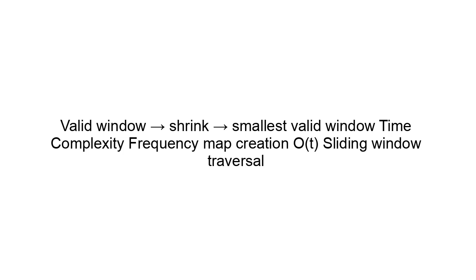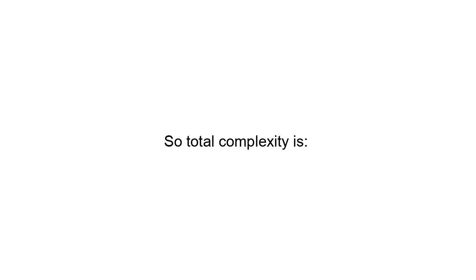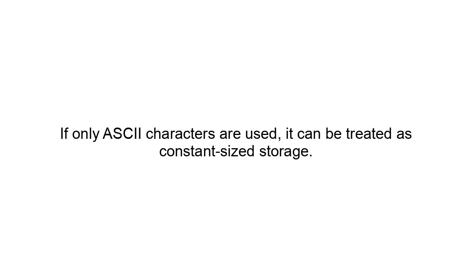Time complexity. Frequency map creation is O of T. Sliding window traversal: each character is visited at most twice, once by right and once by left. So total complexity is O of S plus T. This is very efficient. Space complexity. We store frequency maps, so space complexity is O of S plus T in worst case for maps. If only ASCII characters are used, it can be treated as constant size storage.